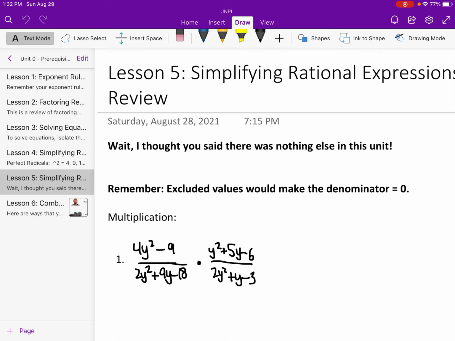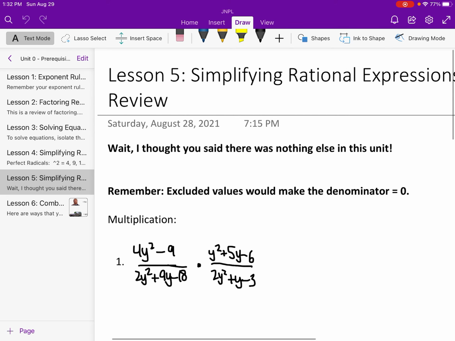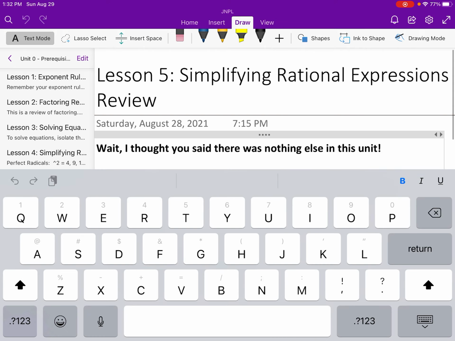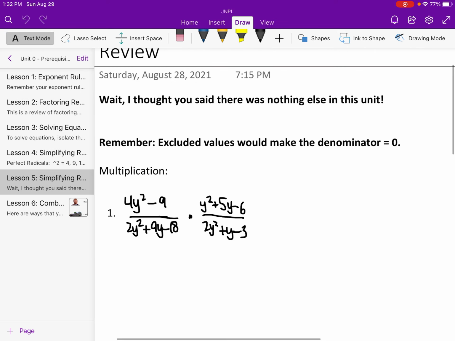So, if you see what it says, wait, I thought you said there was nothing else in this unit. I did say that on the last lesson on accident. So sorry about that. There's actually 2 more, possibly 3 lessons. But that's okay. All of this is things that you probably know from Algebra 2, but it's just review. Okay, I don't know why that just happened.